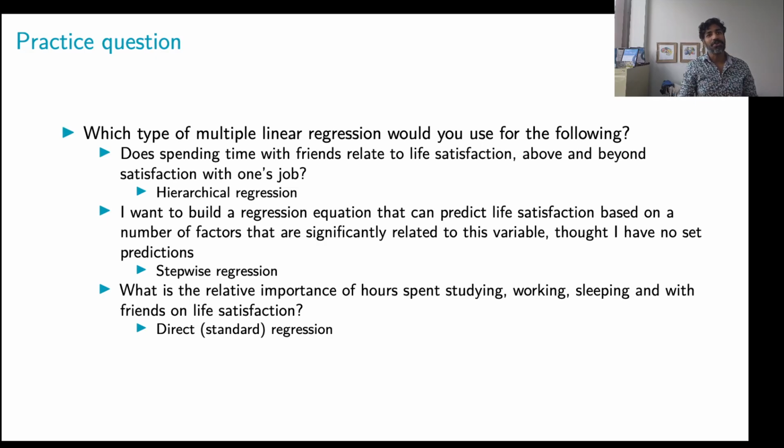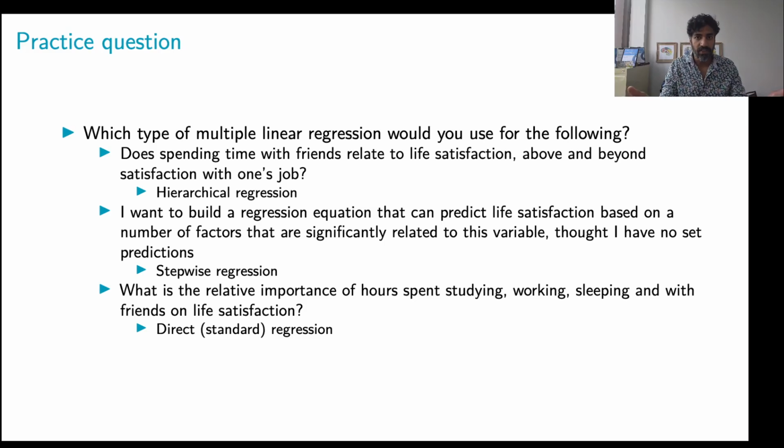Here. So the first one, I tried to really heavily weight that "above and beyond" factor in reading out that question, because that should immediately take you to hierarchical regression. We're trying to see, do these factors explain variance in the outcome measure over and above the initial model? The second one has no set predictions, and they're trying to build a regression model that predicts life satisfaction based on a number of factors, so it's stepwise.